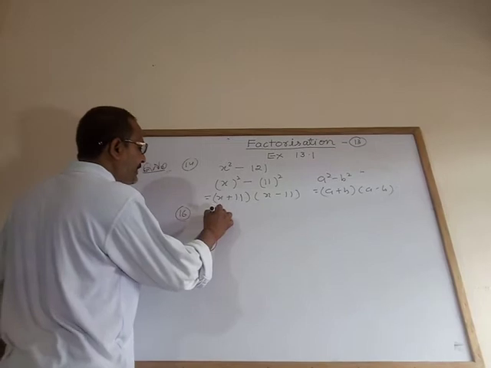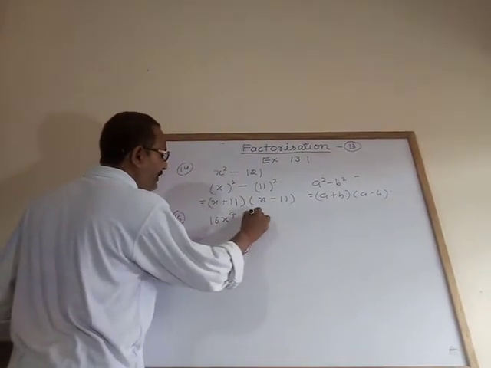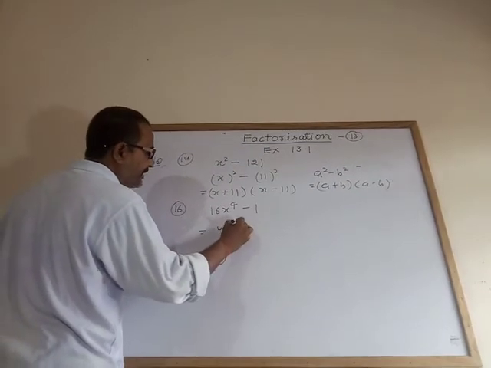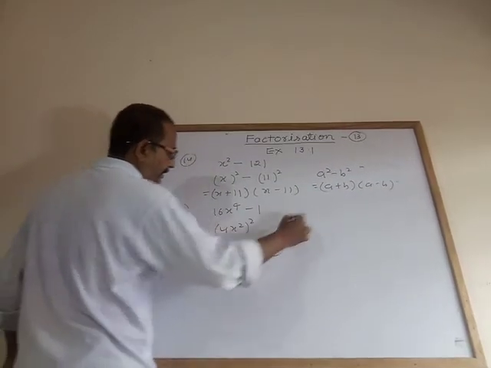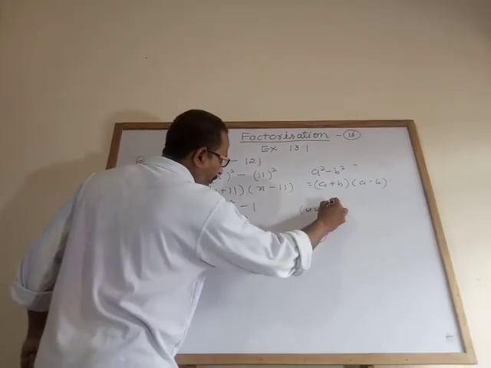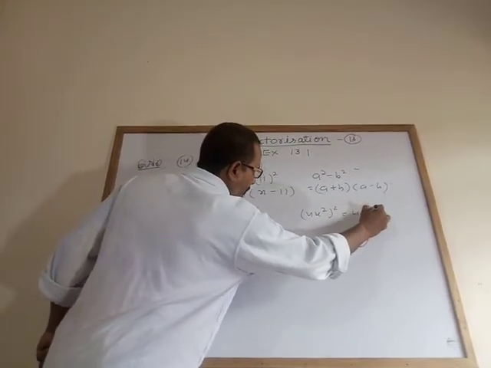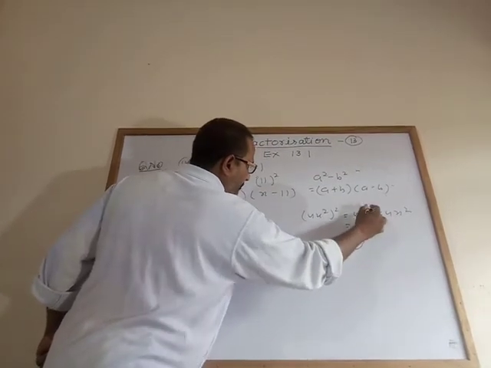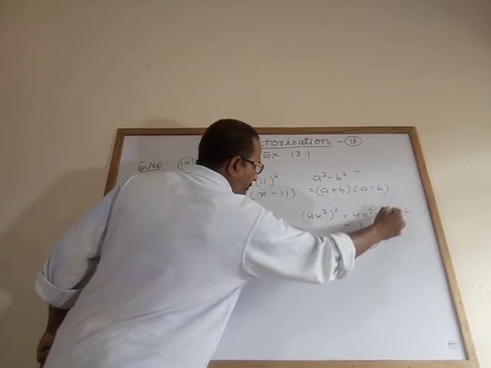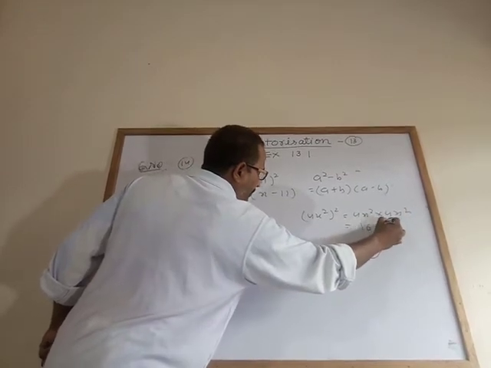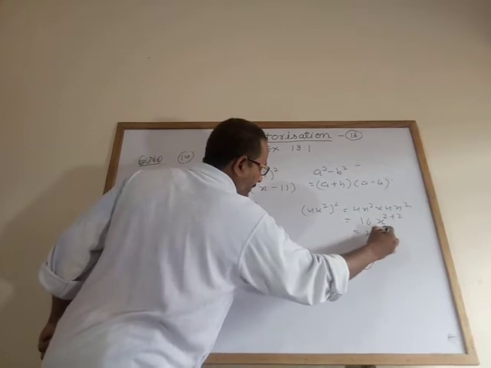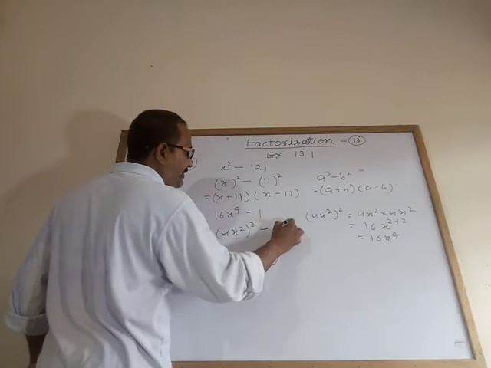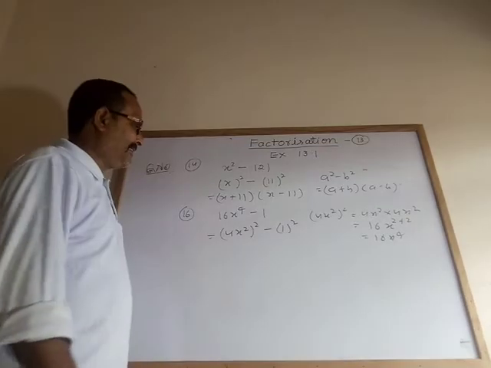Given 16x to the power 4 minus 1. Again the same identity. 16 is a perfect square number: 4x square whole square, which means 4x square into 4x square. 4 into 4 is 16, and a power n into a power n, a to the power 2n, gives 16x to the power 4. Minus 1 is the perfect square number, already you know.